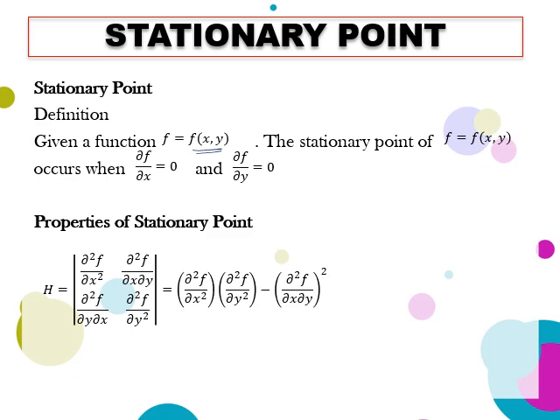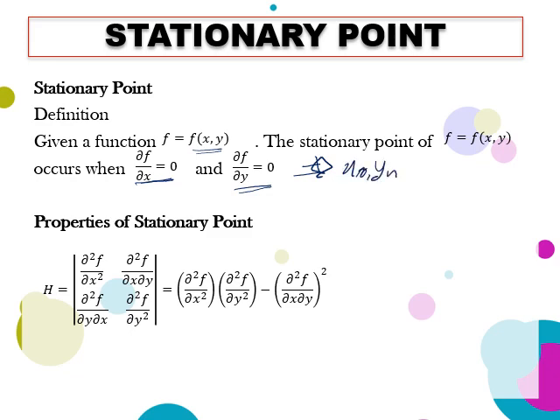So the stationary point of f(x, y) occurs when del f over del x equals 0, and we also have del f over del y equals 0. Of course, we have to consider all the variables in that function. So when we have this characteristic, we can find two equations by using this formula. When we have the two equations, we can find the values of x and y.